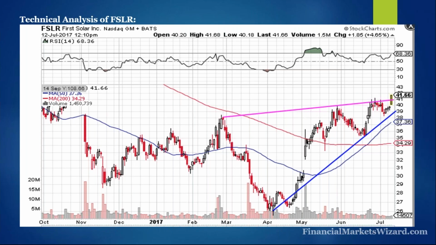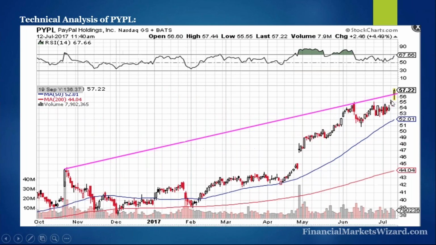This is FSLR chart. It broke the resistance. I don't have any position, but I'm just showing you that it broke this resistance big time. So FSLR could be going up.